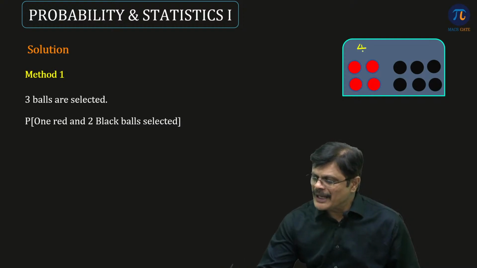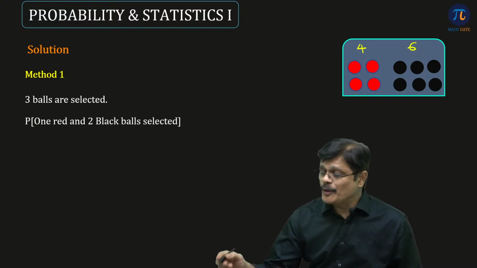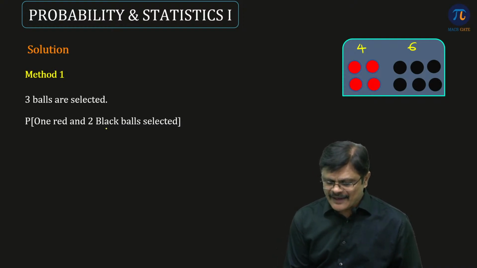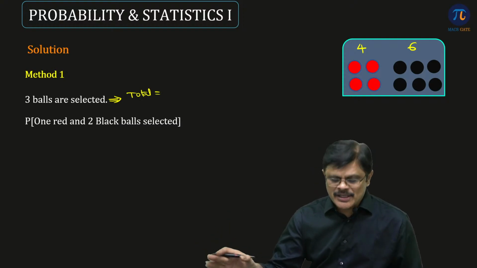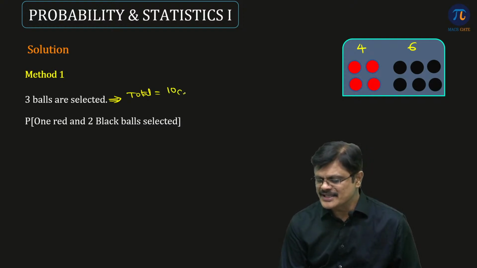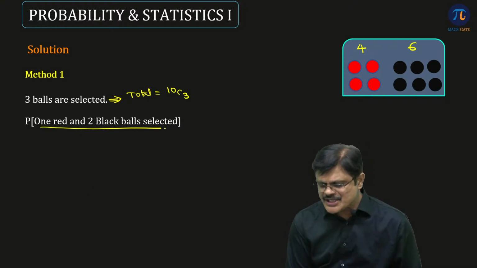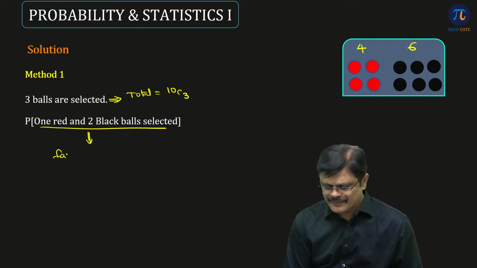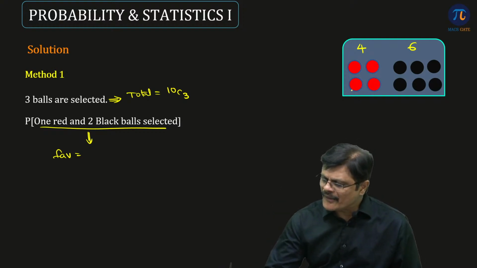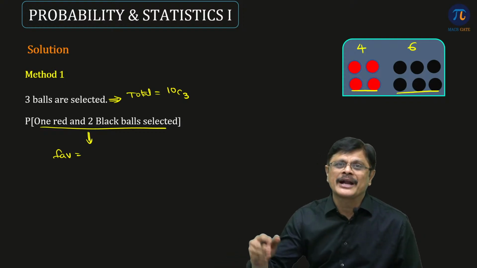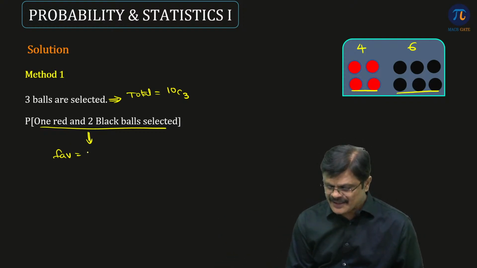Here we are having 4 red balls and 6 black balls. What is the probability of selecting 1 red and 2 black balls? Here 3 balls are selected. So what is the total here? Total means there are 10 balls in all, from which you are selecting 3 balls. That is 10C3. And what is the favorable situation? We need to select 1 red and 2 black balls. How can you select 1 red and 2 black balls from 4 red and 6 black balls? This can be done in 4C1 into 6C2 ways.